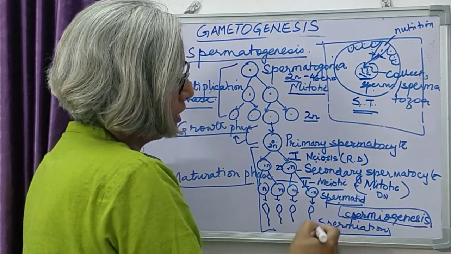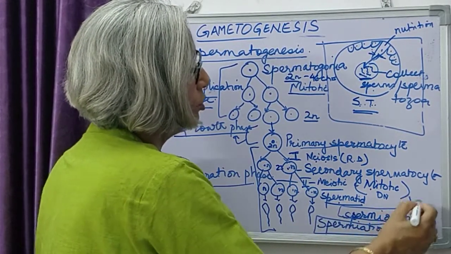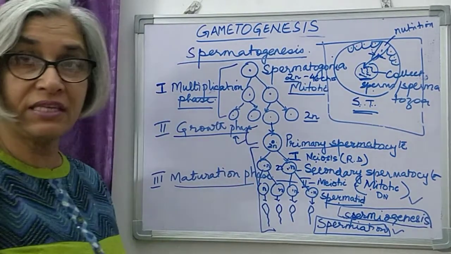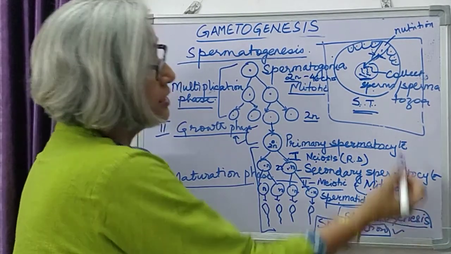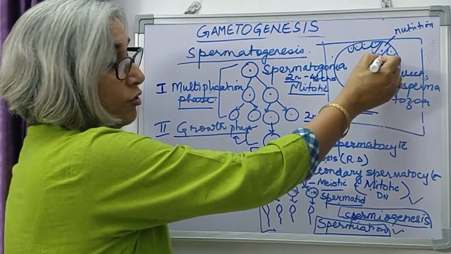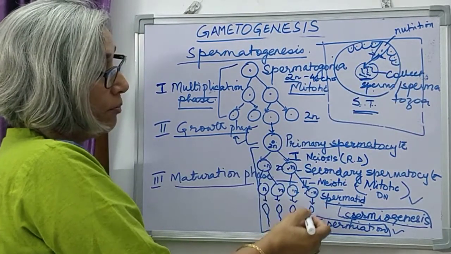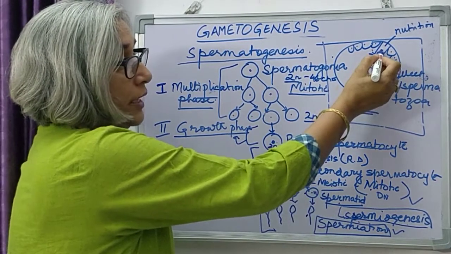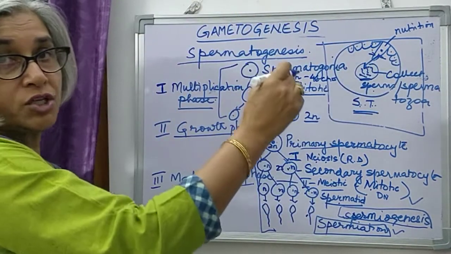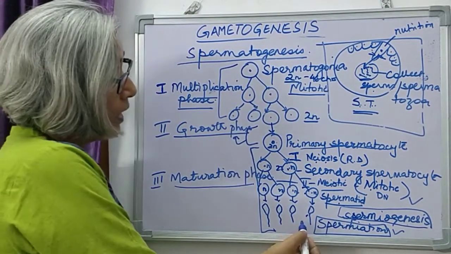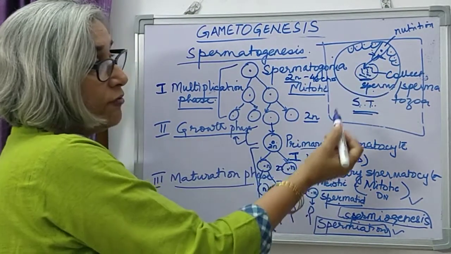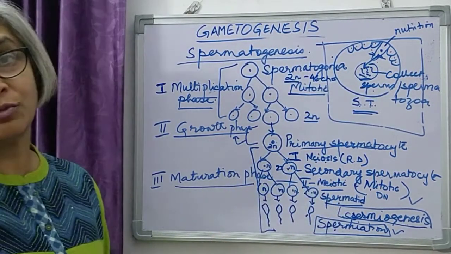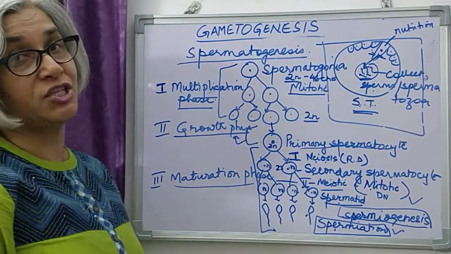These two terms are very important because the board often asks questions on these two terms. You have to define and explain these terms. So spermiogenesis is maturation of the spermatids forming sperms or spermatozoa after getting nutrition, support and protection from the Sertoli cells. Now after they are formed, their release into the lumen of the seminiferous tubule is called spermiation.